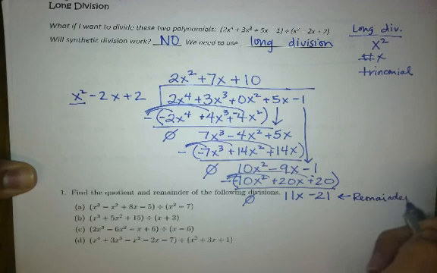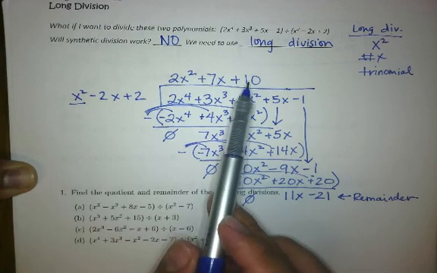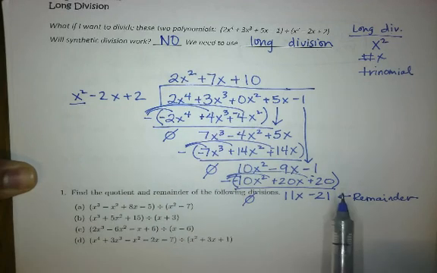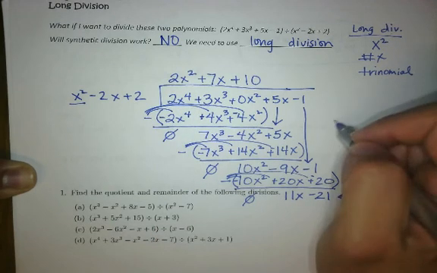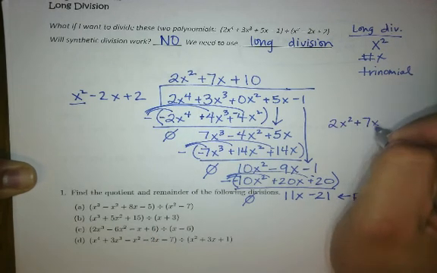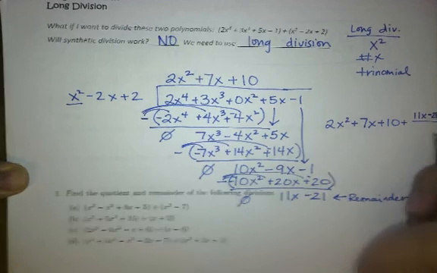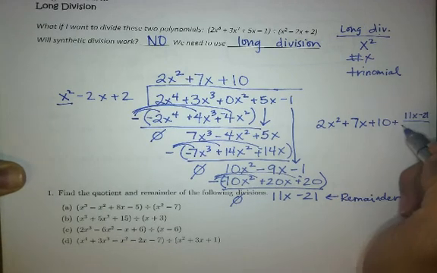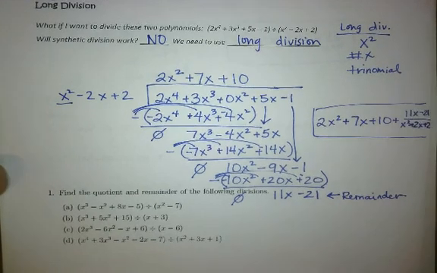So this is our remainder. Because we already have an expression that ended at a constant, we can no longer break this down any further. So this part is our remainder. So our answer is going to be 2x squared plus 7x plus 10 plus 11x minus 21 over x squared minus 2x plus 2.